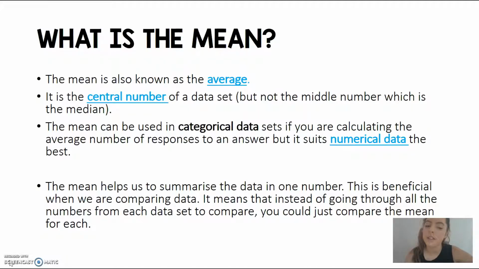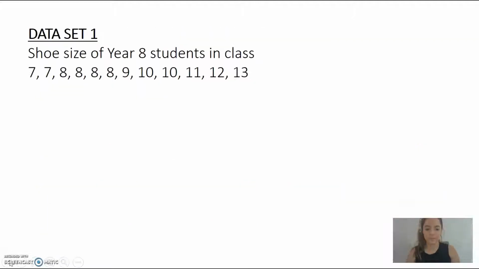The mean helps us to summarize data into one number, and this is beneficial when we're comparing data. So instead of having to get all of our numbers together and compare them side by side, which can take a really long time, particularly if our data set has a huge amount of numbers in it, we can compare just a single number which summarizes our results really and draw some conclusions from that.